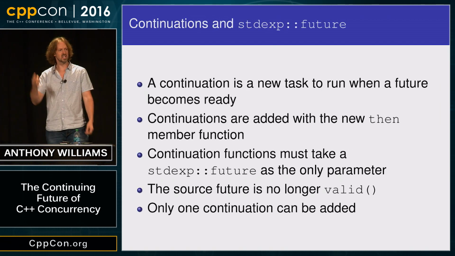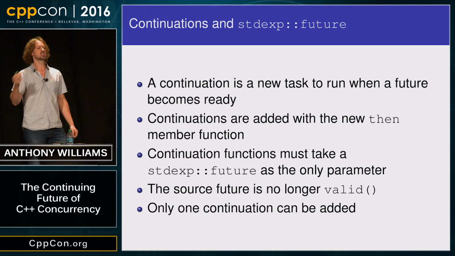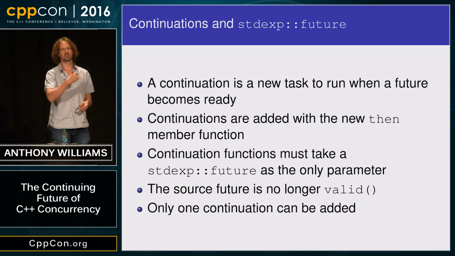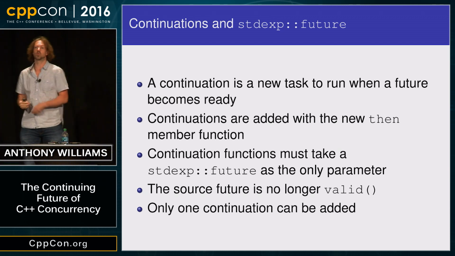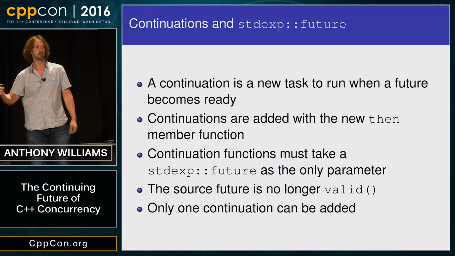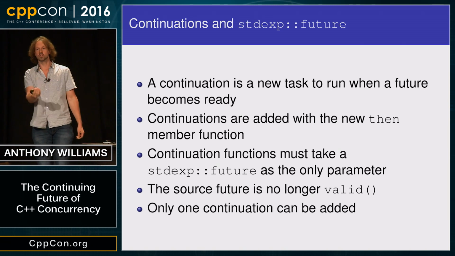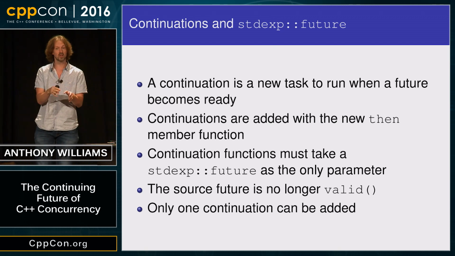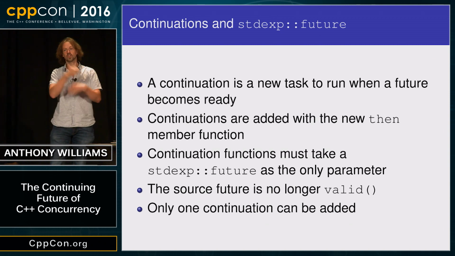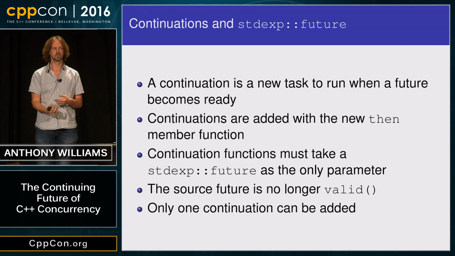Okay, so continuations. Continuations give us a new task to run when a future becomes ready. And conceptually, you say, when the future is ready, then do this. And so, sure enough, the function is called then. If you start with a standard experimental future, because they only work on that, then your function then must take a standard experimental future as the only parameter.